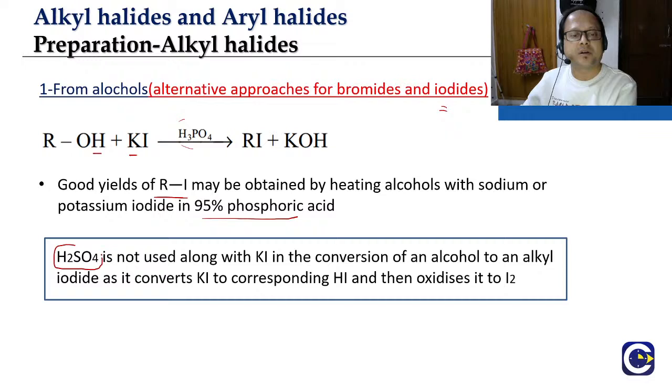It is there in your NCERT in-text question also: why is H2SO4 not used? You can see that KI is simply oxidized to I2. Once it is oxidized like this, then the whole reaction is destroyed. So the amount is never going to be the way we want it. Very poor yield will be there, so we avoid it.